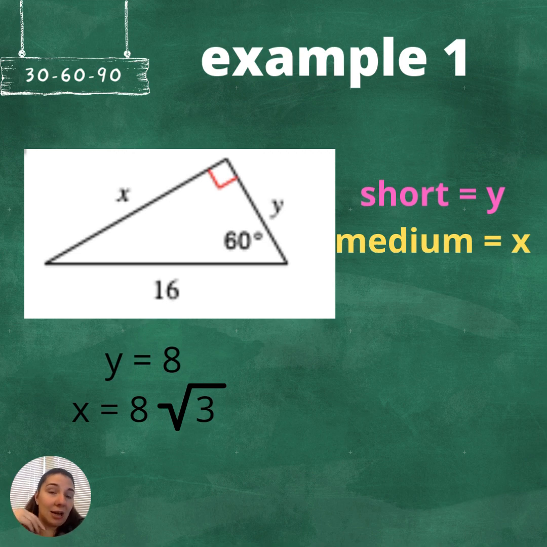Even though the 30 is not written into the picture, we can assume that it's that left angle. Again, because if you've got a 90 and a 60-degree angle in a right triangle, the last angle has to be 30 degrees because the triangle itself has to equal 180 degrees.